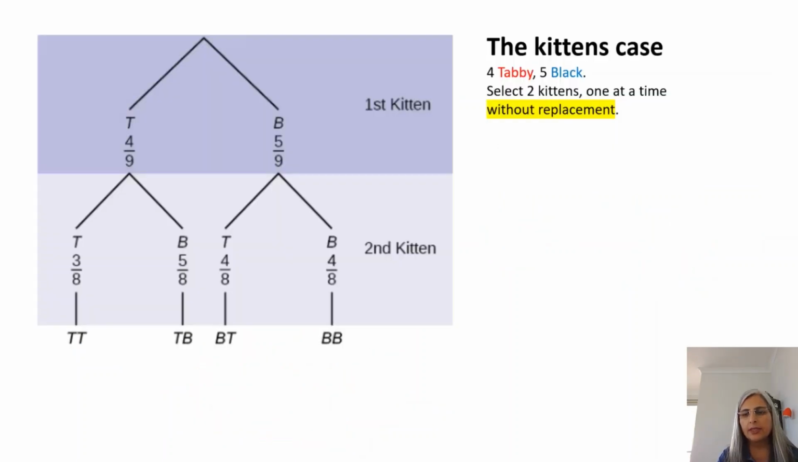Now, the next case is actually an exercise for you. You have 4 tabby and 5 black kittens. So you have to find the total number of kittens and then select 2 kittens, one at a time, without replacement. And go on with the tree diagram, which is provided to you. Look at the first row, look at the second row, and then find the total probability of picking 2 kittens with all possible combinations. Please go ahead.